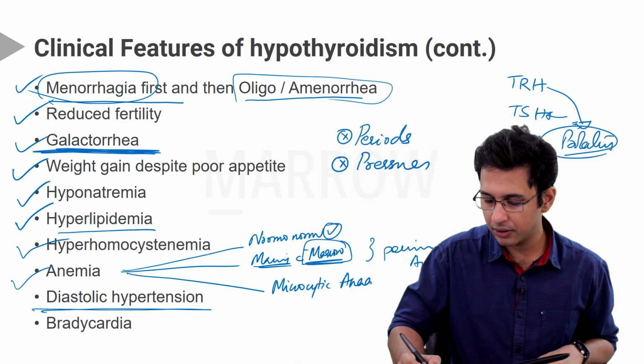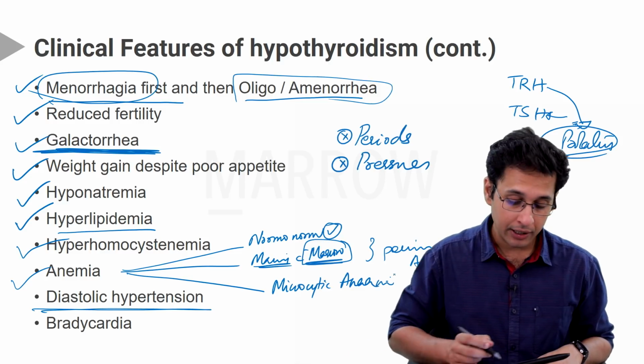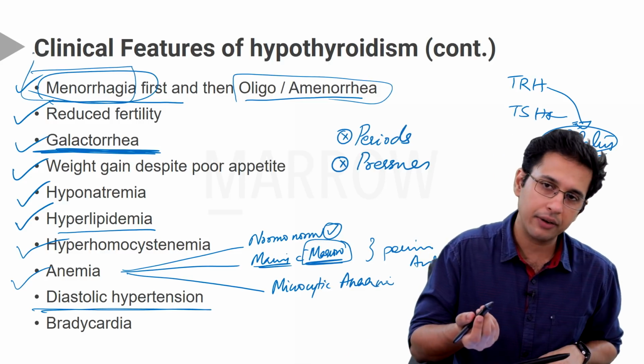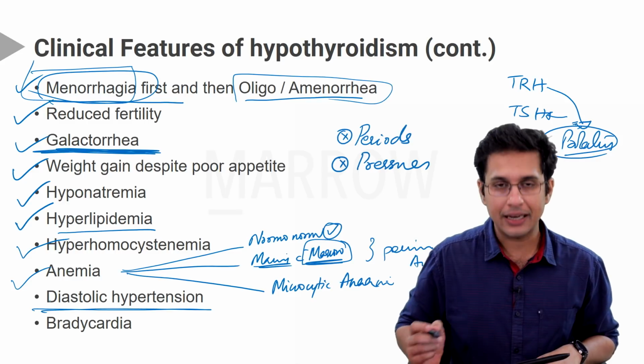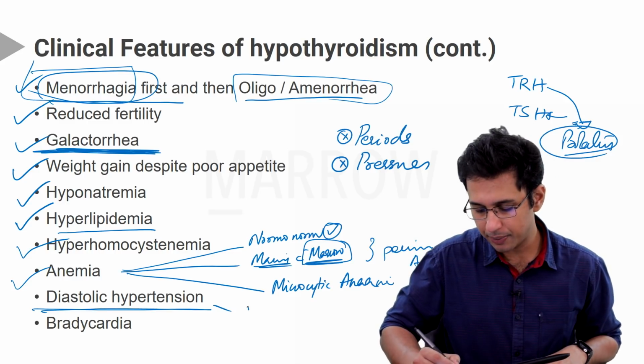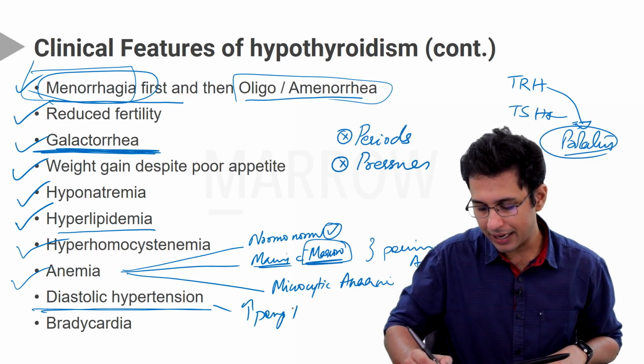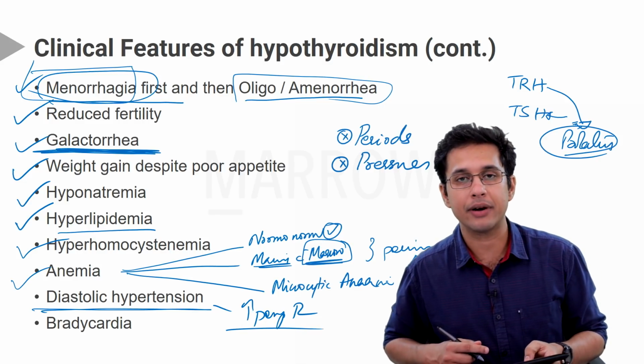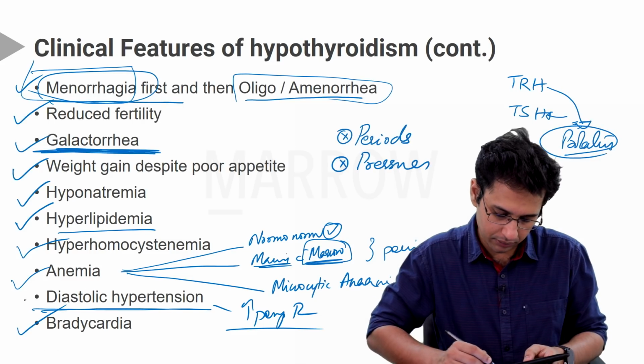Why? Look at the first point in this slide. What is the first point in this slide? Yes, menorrhagia. Iron deficiency anemia, blood loss. Okay. Diastolic hypertension. So there is increased peripheral resistance. So basically diastolic hypertension, and finally followed by bradycardia. Let me put a tick there.